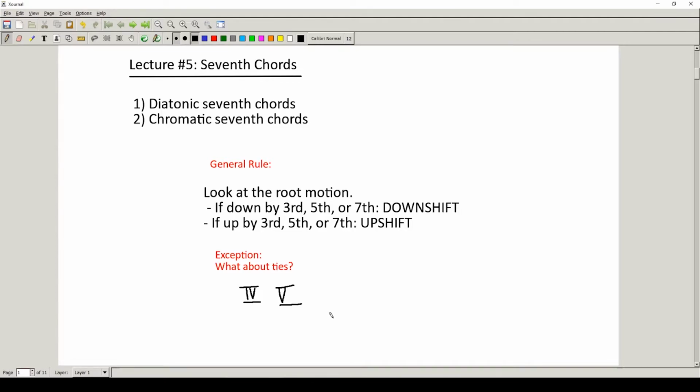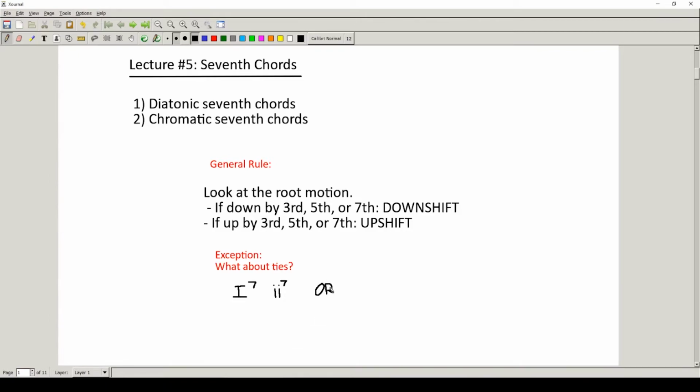And honestly, I don't know that I could. It's a little bit surprising to me where ties occur. They do happen. Specifically, they happen in situations like this. So for example, if I have I7, like C major 7, going to ii7, D minor 7.